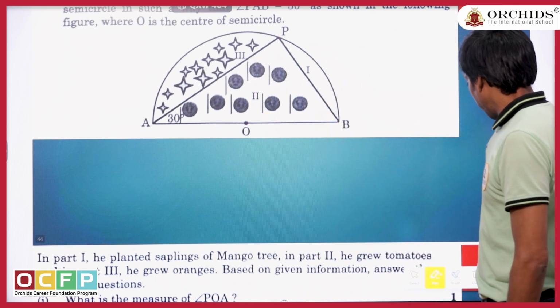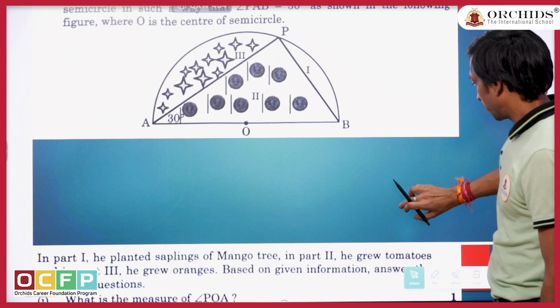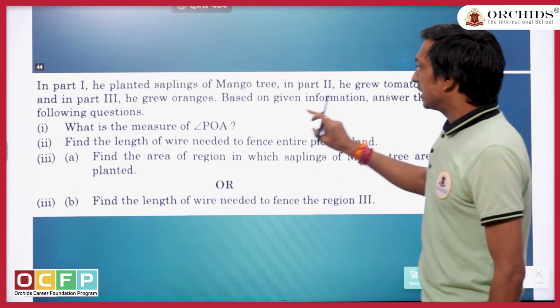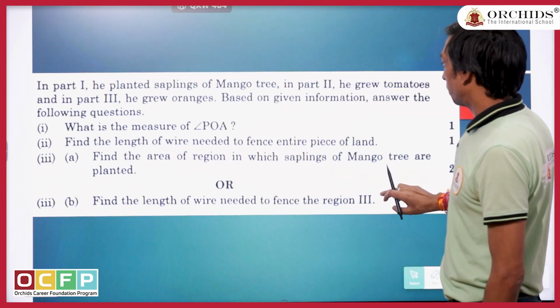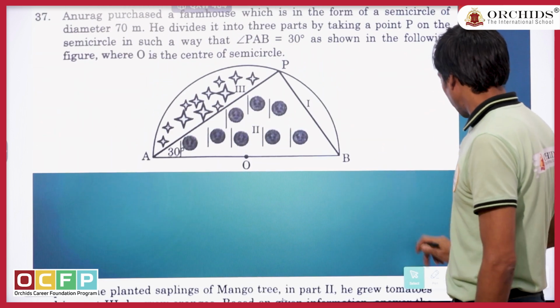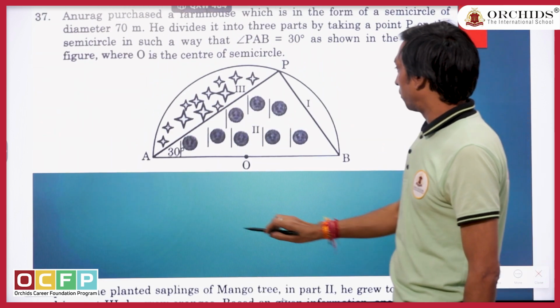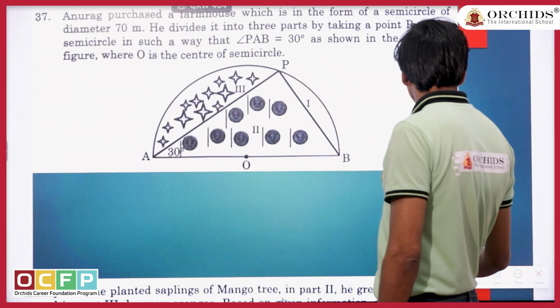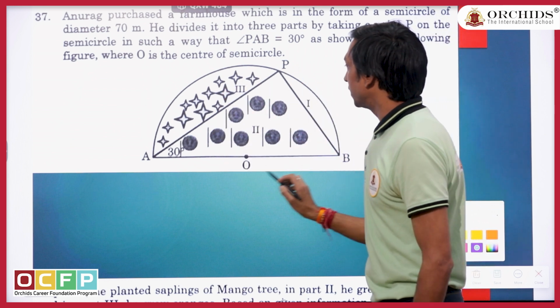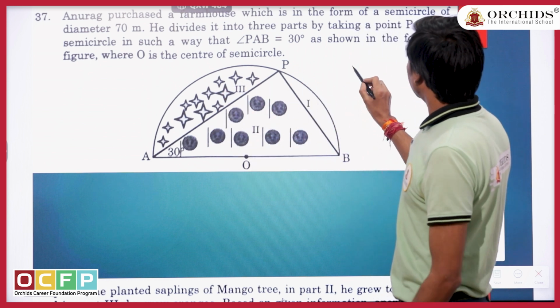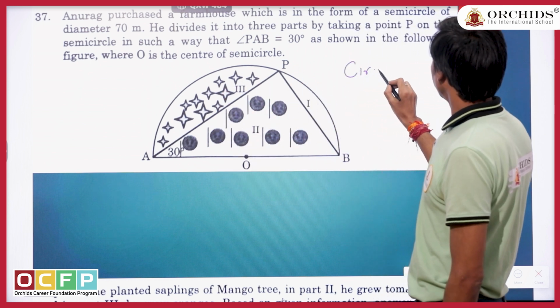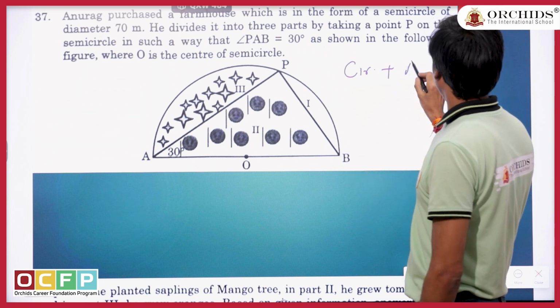Now let's see how we can use this result for the remaining part of the questions. So the second question is, find the length of the wire needed for fencing the entire piece of land. We want to do the fencing for the entire piece of land. So how can we do the fencing? Entire piece of land means the perimeter of the semicircle plus the diameter AB.